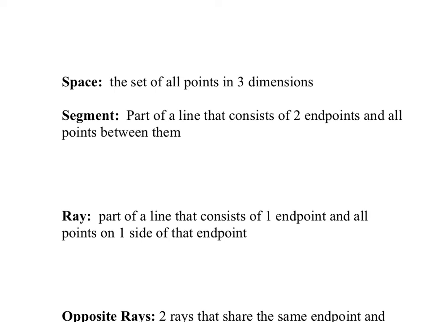A segment is a lot like a line, but a segment stops. So a line keeps going forever. A segment has endpoints. So it's part of a line that has 2 endpoints and all the points between them. Okay, so if this is AB, we would call that segment AB.